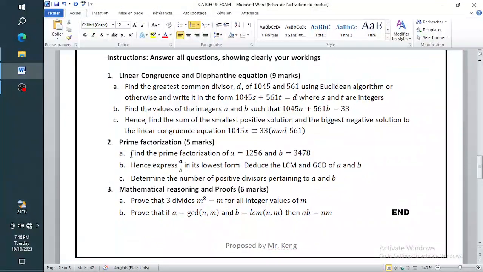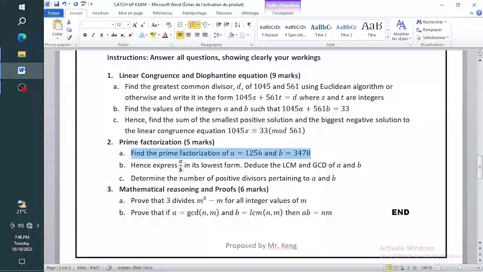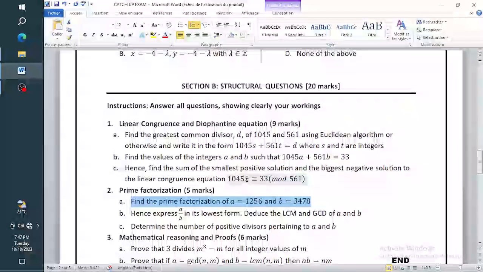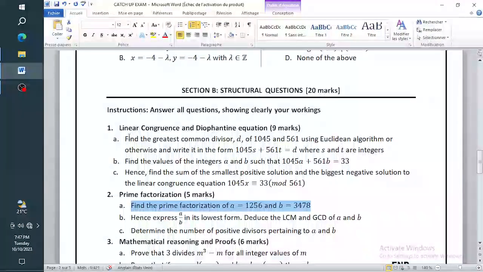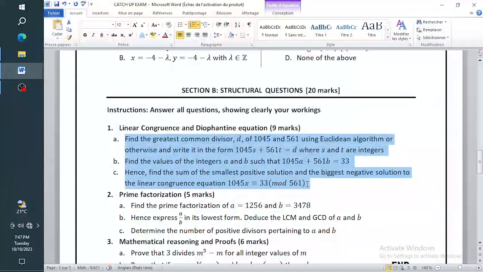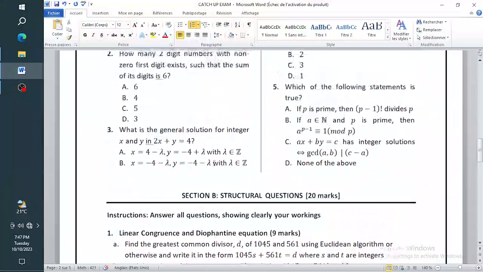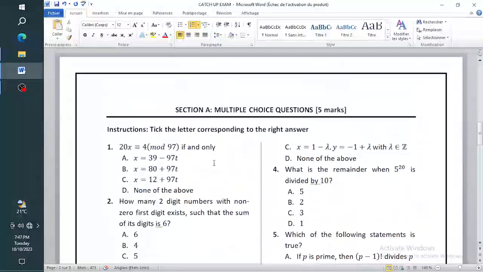What about finding the prime factorization of these two numbers? I just explained prime factorization, expressing the ratio of the two numbers in the lowest form, and finding the LCM and GCD. Find the number of positive divisors. Review your notes. I believe that's all. Yes, that's all for this question. I believe all of you solved this first question correctly. Now let's get to the MCQs.